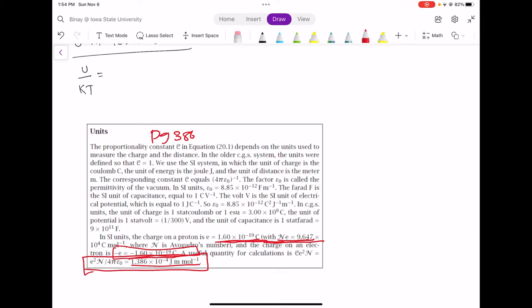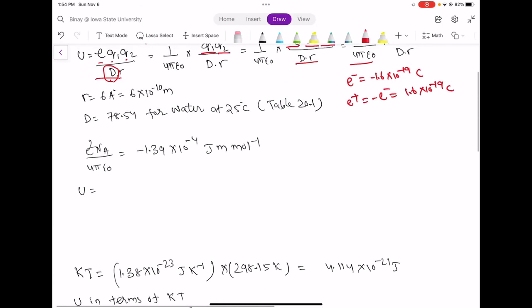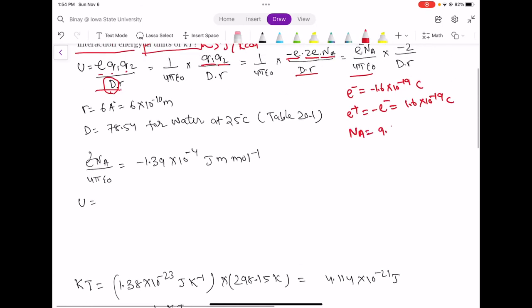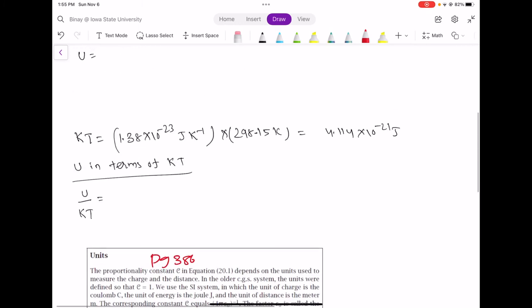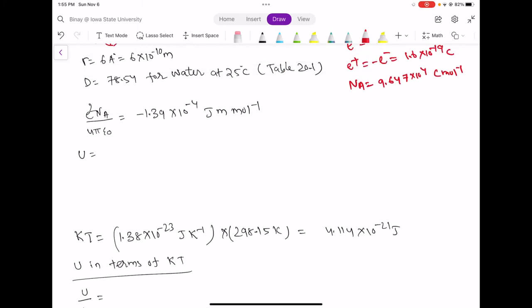So what I'll do is multiply by the Avogadro number, which is given as Na equals 9.647 into 10 to the power of 4 coulombs per mole. All these things are given. You can also notice that they already calculated e square over 4 pi epsilon in terms of joule. So e square Na over 4 pi epsilon is minus 1.39 into 10 to the power minus 4 joule meter per mole. This is from page 386. So I got this.